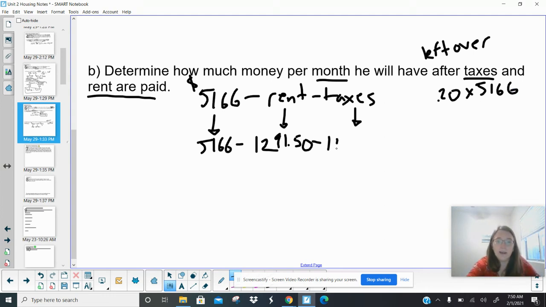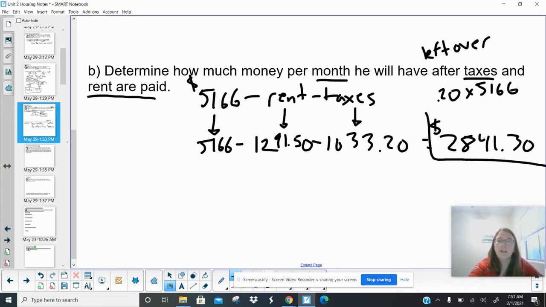Okay, so we get 1033.20. So this will now tell us how much money he's going to have left over for everything else he needs to buy. Food, cell phone, internet, credit card bill, right? There's lots of things that you could be needing to get. So 1291.50 minus 1033.20. Okay, so he has 2,841.30. So he has this much money left over, if I did my math right, looks like I did, every month.